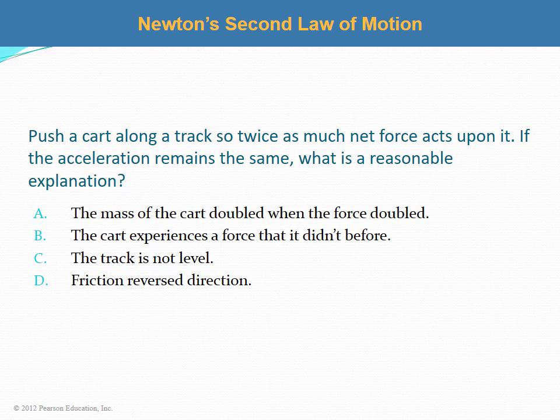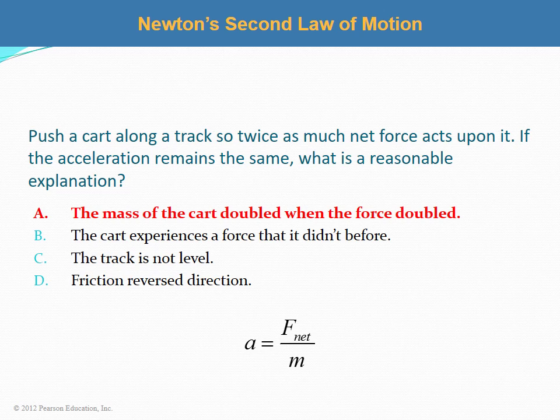Push a cart along a track so twice as much net force acts upon it. If the acceleration remains the same, what is a reasonable explanation? A, the mass of the cart doubled when the force doubled; B, the cart experiences a force that it didn't before; C, the track is not level; or D, friction reversed direction. The answer is A. The mass of the cart doubled when the force doubled. Study the formula so you can see the relationship between mass, force, and acceleration.